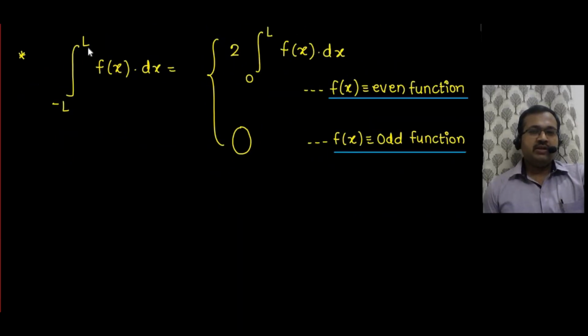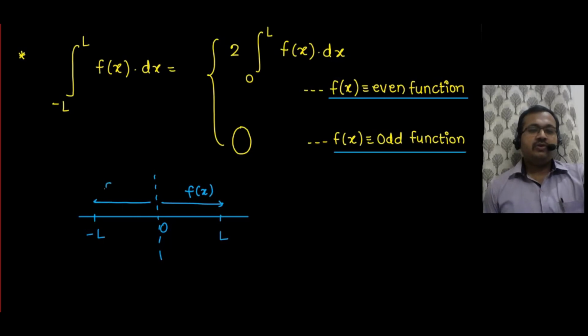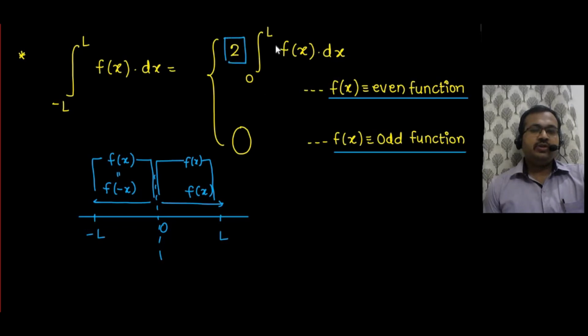If your range is minus L to L for the given function f of x, as we consider this is your minus L, somewhere here is L, and in the center there is 0. So this is your f of x. If your function is an even function, so if you replace x by minus x, we get the same function f of x. So integration from minus L to 0 is the same as integration from 0 to L. So that's why we take integration 2 times 0 to L for even functions only.